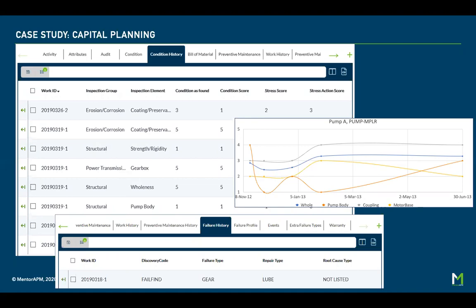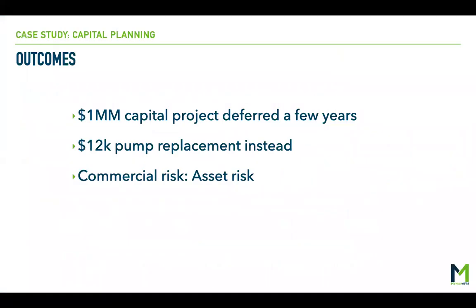operation. And the numbers were pretty significant because we looked at a $1 million capital project, which we were able to defer for a few years. And instead, that year only did a $12,000 pump replacement capital project. And so we figured, okay, we've saved a lot of money. This is really, really good.